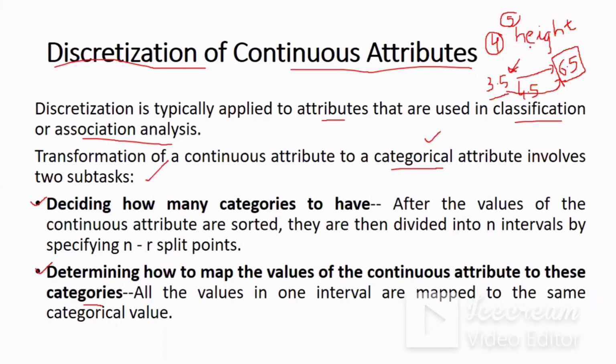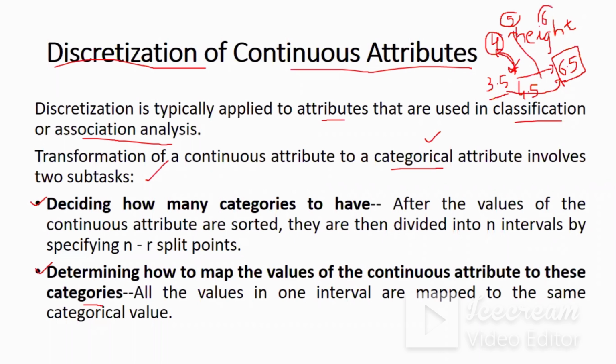Okay, so I was talking about the height being 3.5 to 4.5 and 4.5 to 5.5. So 3.5 to 4.5, I call it as category 4. In case it is between 4.5 and 5.5, the category is going to be 5. In case it is between 5.5 and 6.5, the category is going to be 6.